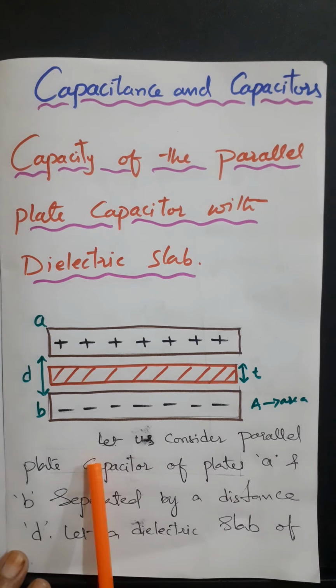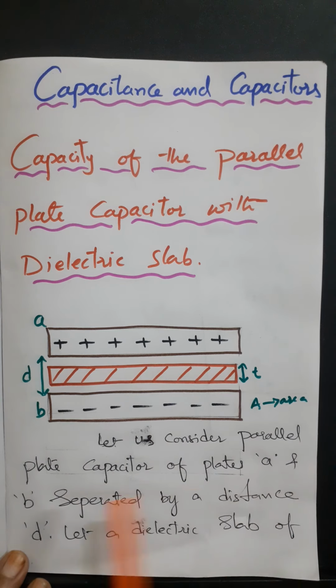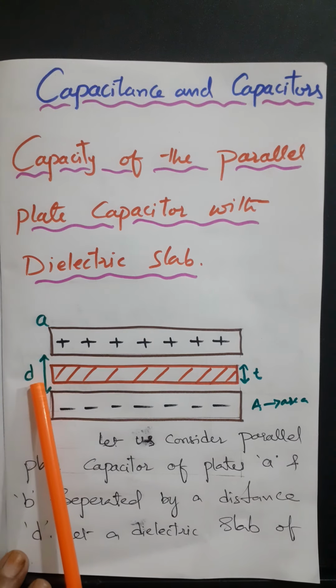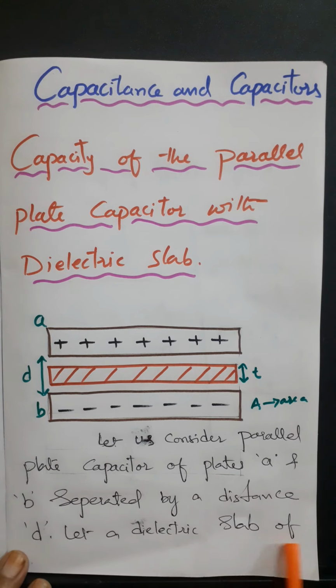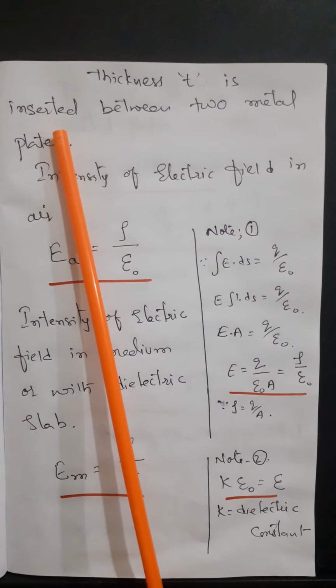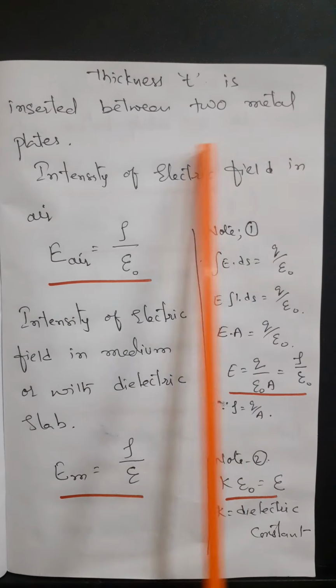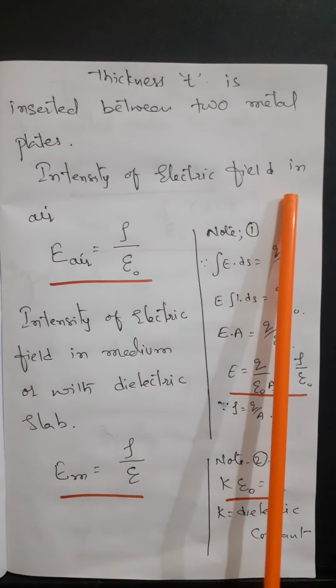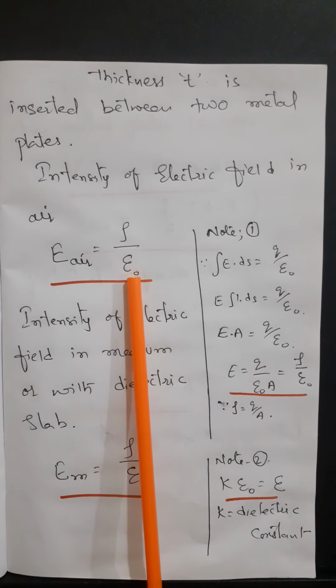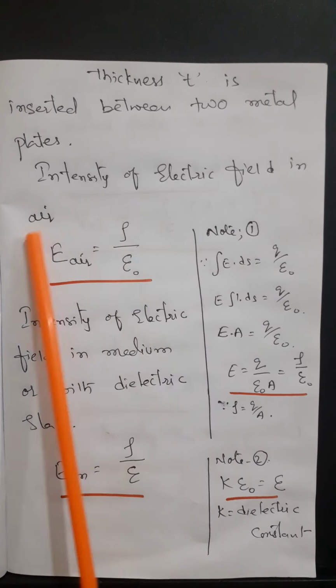So, let us consider a parallel plate capacitor of plates A and B, separated by some distance d, and let a dielectric slab of thickness t be inserted between the two metal plates. Now we know that the intensity of the electric field in air can be written as E air equals rho by epsilon naught. I have given a note on how we got this equation.